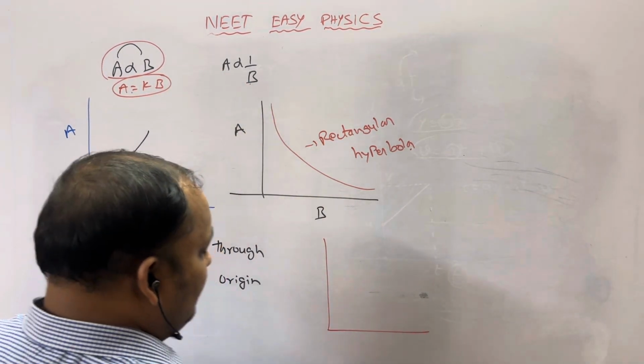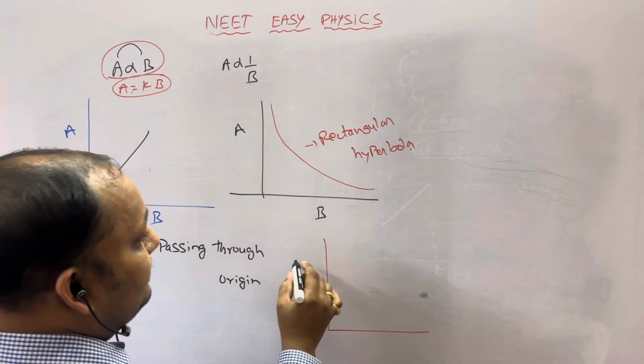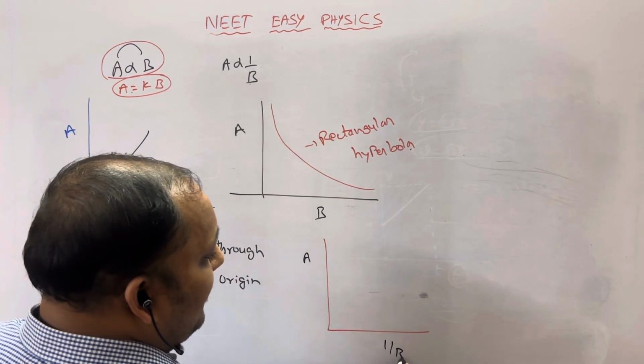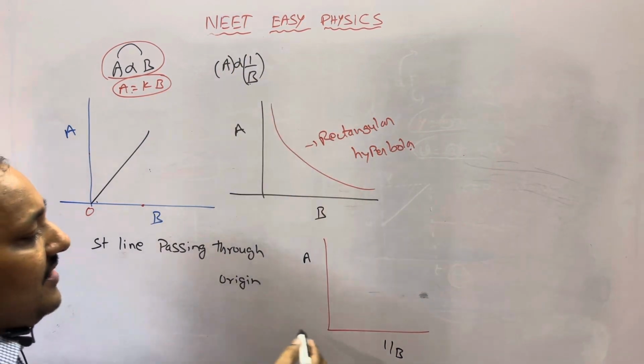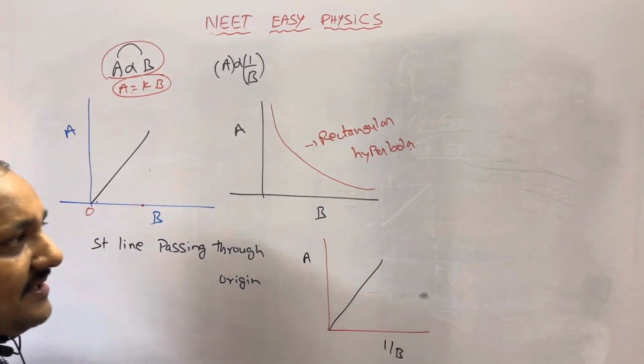So for the same question, logically if they ask for the A and 1 by B graph, now A is directly proportional to 1 by B. Therefore the nature of the graph will be a straight line passing through the origin.